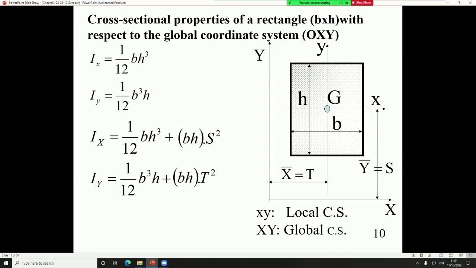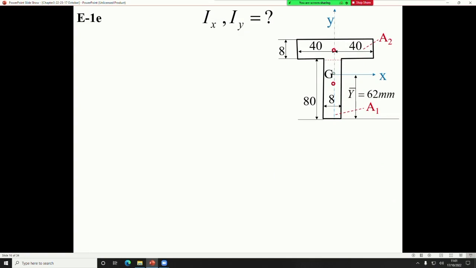So we move on to the same T section, solid, thick wall T section we analyzed earlier. We found the position of its centroid, which was 62 millimeters above the bottom edge of the T section. Now the problem is asking us to find the second moment of area of the section with respect to its central axis. So the blue ones are its central axis. The bottom edge was just a reference coordinate system. The vertical one is the same. They are collinear, they're the same.